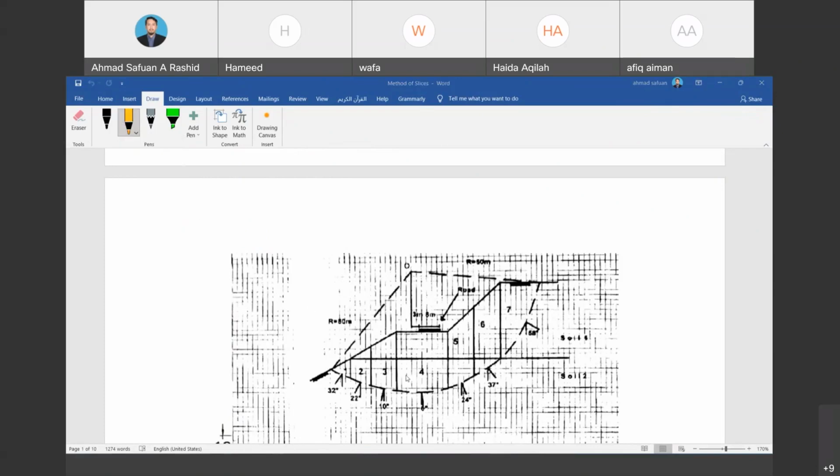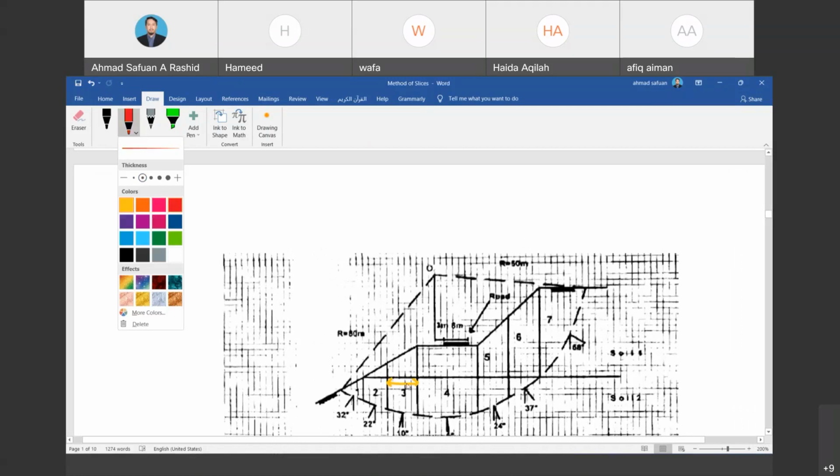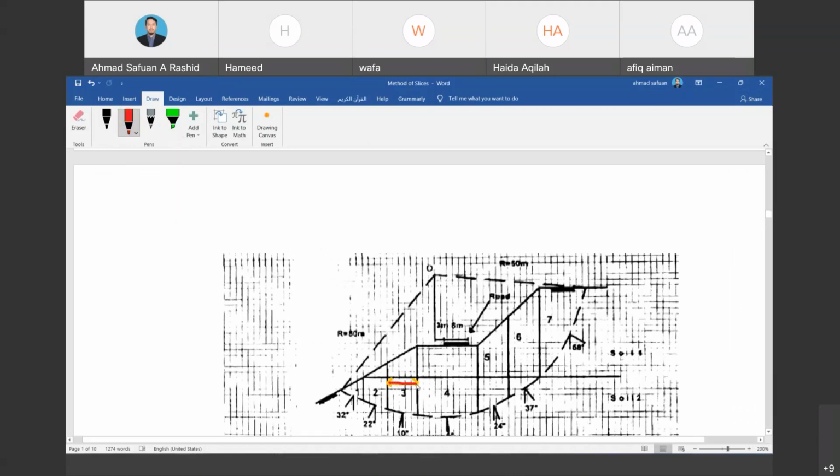So for example, for number 3, the width of the slice, I draw the width of the slice. So when we count, for example, the number of the boxes, let me make it bigger. Okay, you cannot see, I will use the red color. Can you see this red color?